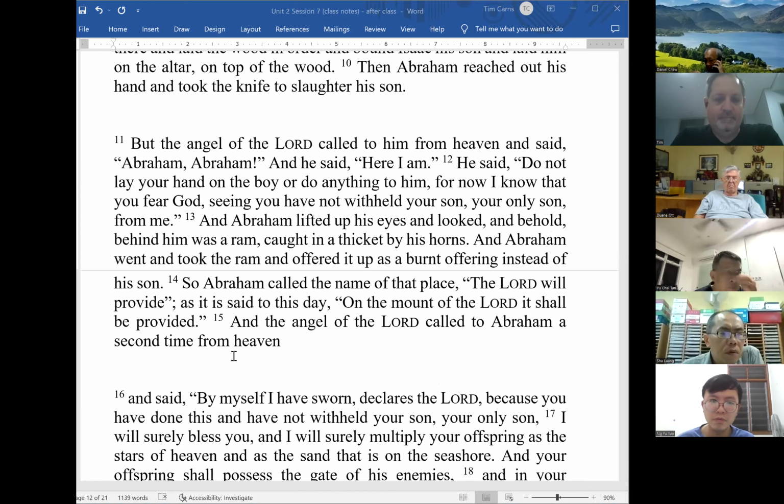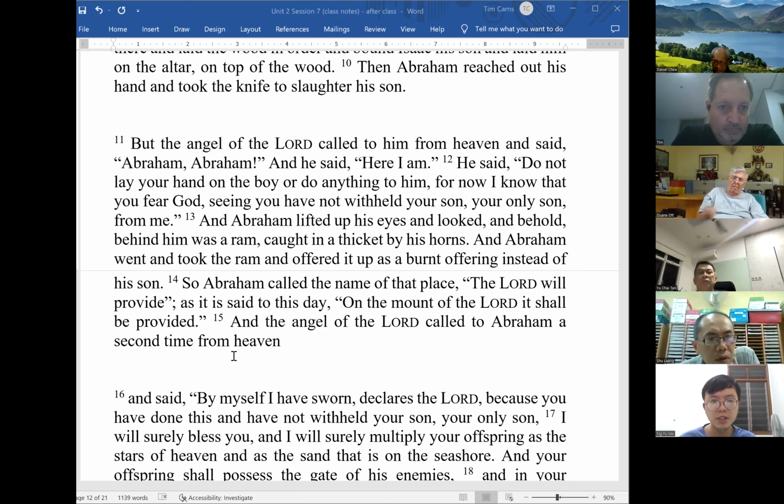But the angel of the Lord called him from heaven and said, Abraham, Abraham. And he said, Here I am. He said, Do not lay your hand on the boy or do anything to him. For now I know that you fear God, seeing you have not withheld your son, your only son, from me.